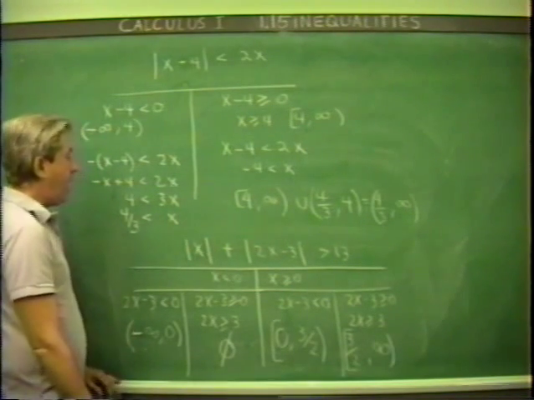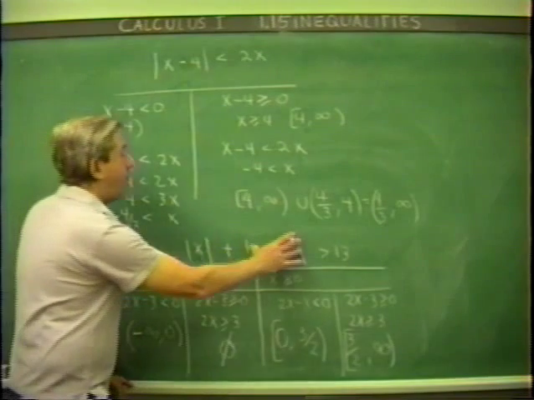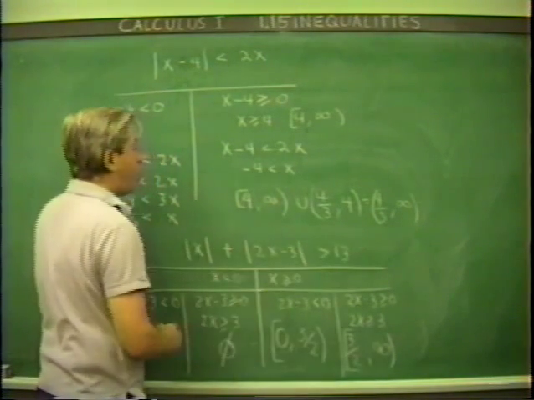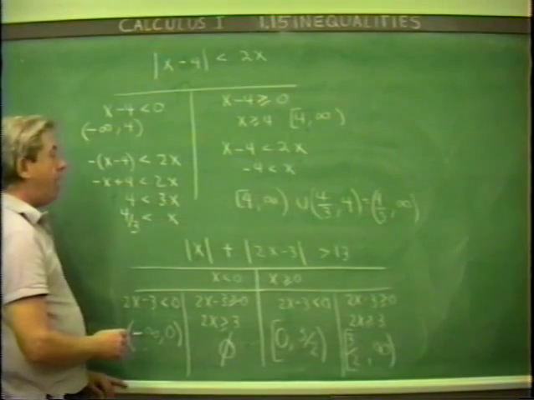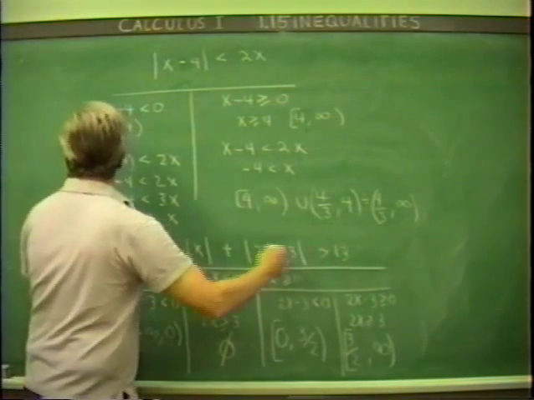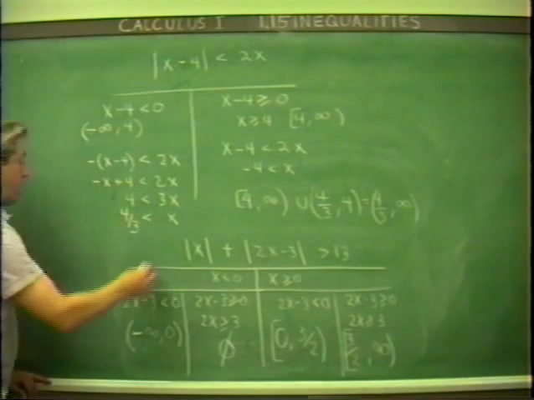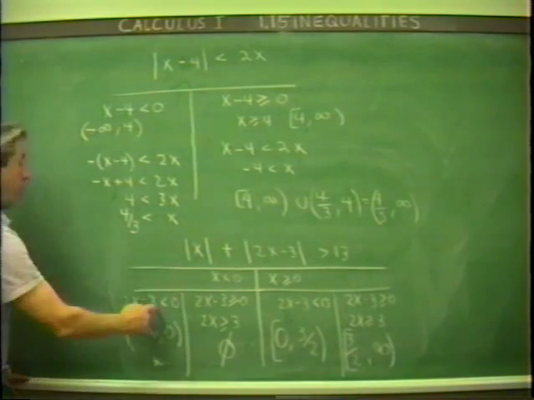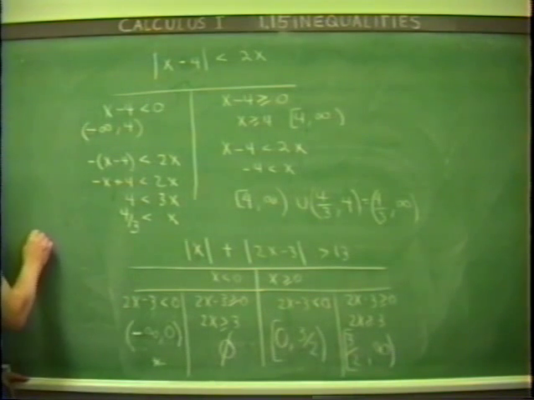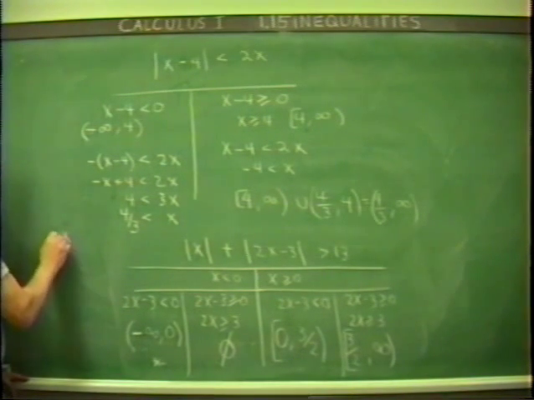Over here, the same story. Both x is less than 0 and 2x minus 3 is less than 0, so when you remove the absolute values around x and around 2x minus 3, you have to replace each quantity by its negative, and solve the resulting linear inequality.